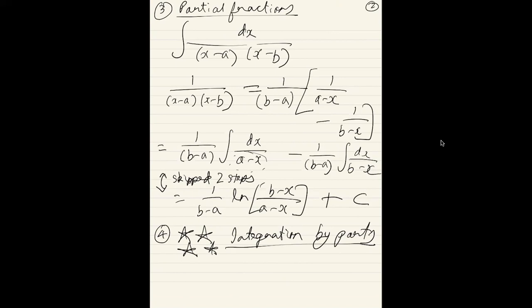Integration by parts uses the product rule that we saw for derivatives, which you will recall is something such as d by dx of u of x multiplied by v of x is equal to u of x times dv of x by dx plus v of x times du of x by dx, right?